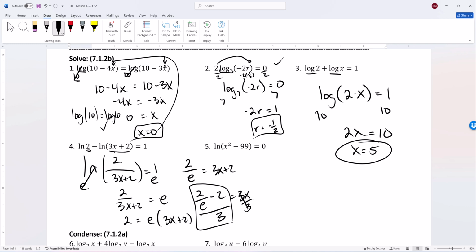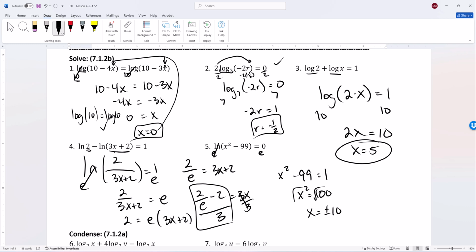Now this one is weird, because to get rid of ln, that's log base e. So I do e to both sides. That cancels out, and I get x squared minus 99 equals e to the 0 power is 1. Anything to the 0 power is 1. Add 99. And so you get x equals plus or minus 10.